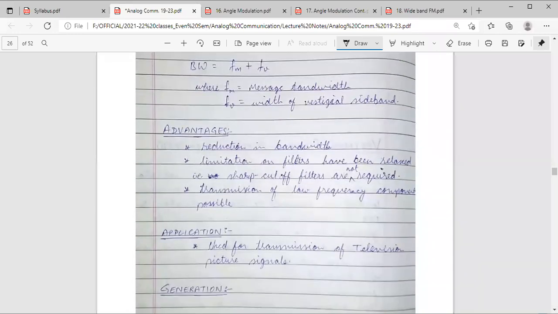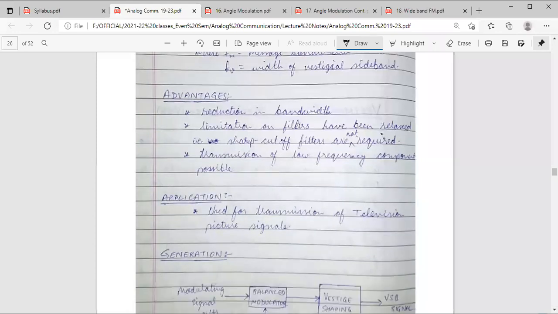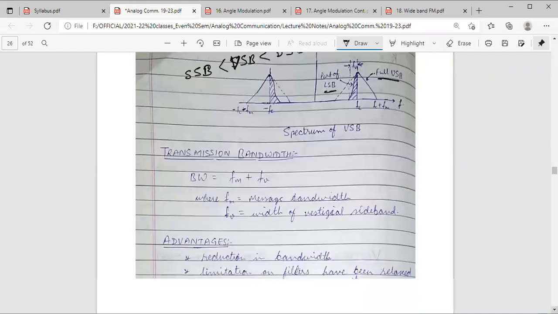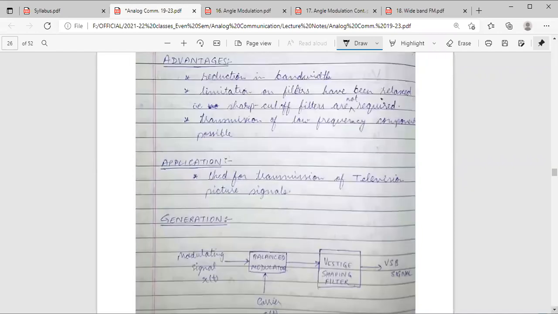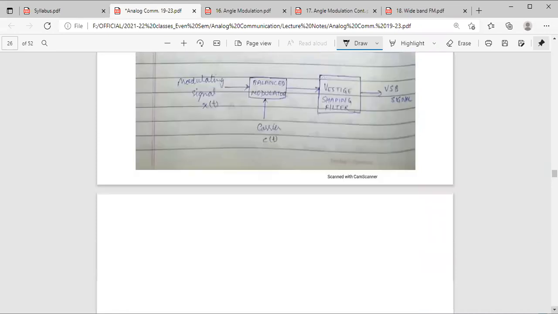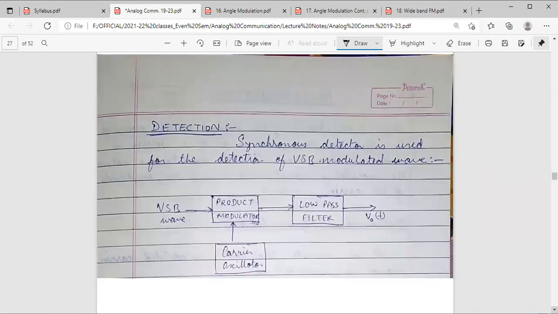The advantages: reduction in bandwidth, and the limitation of filters is relaxed, as sharp cutoff filters are not needed. In the case of single sideband modulation, we require a sharp cutoff filter so that we get only the upper sideband or only the lower sideband. But in this case we do not need the sharp cutoff filter, so it is simpler to obtain. It is used in the transmission of television pictures. The way it is generated and detected is shown here.